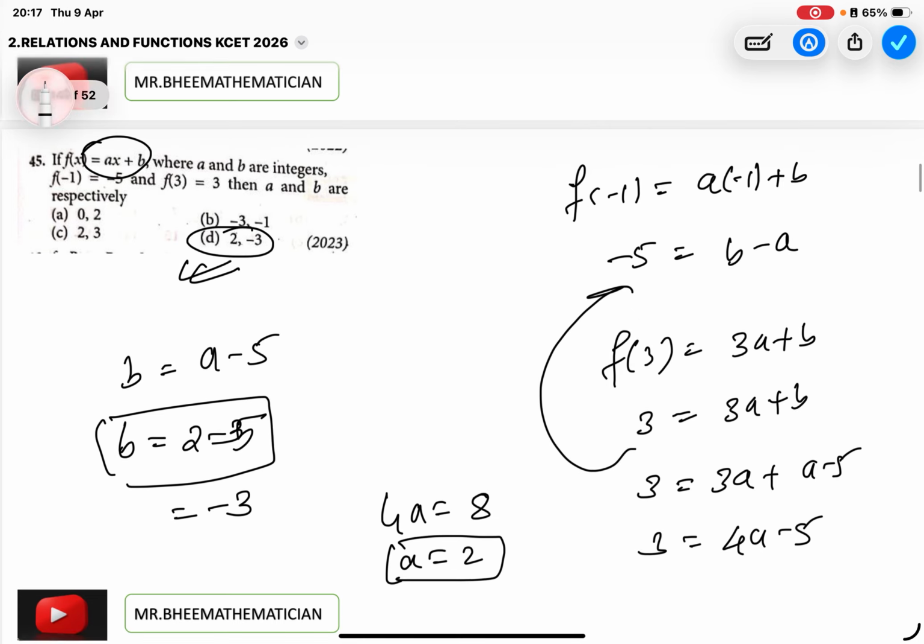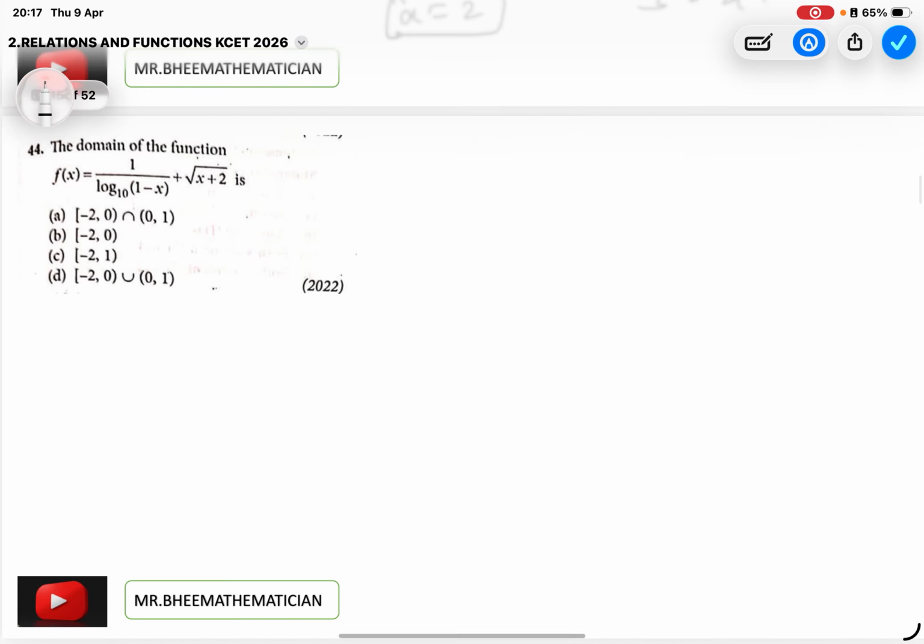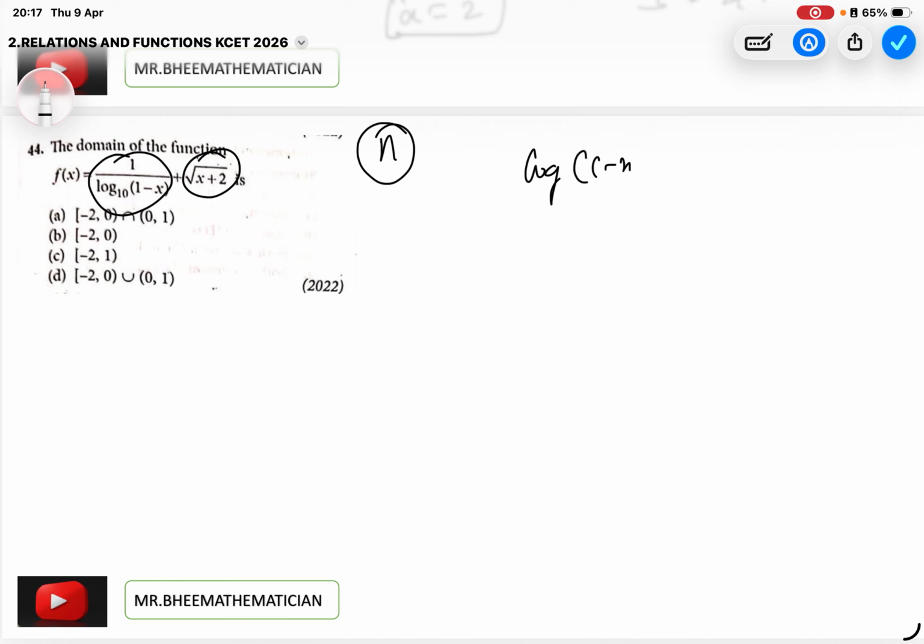Option D is correct. Question number 44, domain of the function. So f plus z, it means this is f, this is z. Then you need to take their intersection. First, log base 10 of 1 minus x is in the denominator. So 1 minus x should be greater than 0, 1 is greater than x. It means x is less than 1. This is one reason.